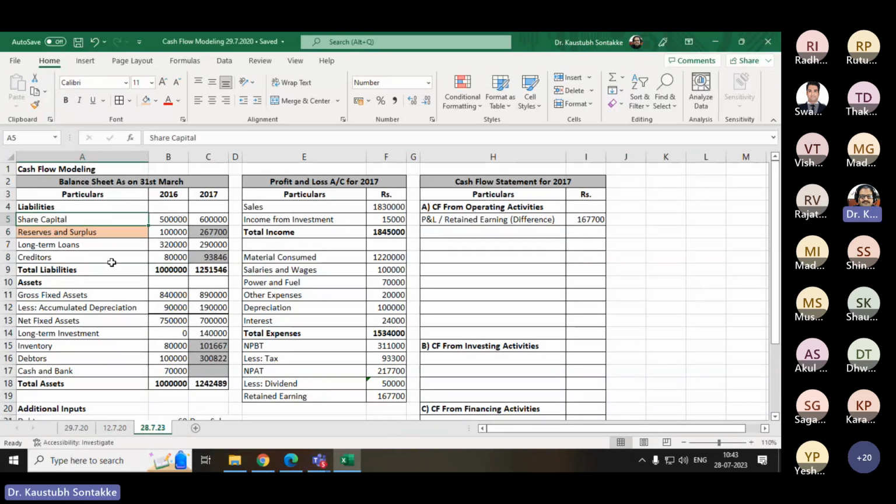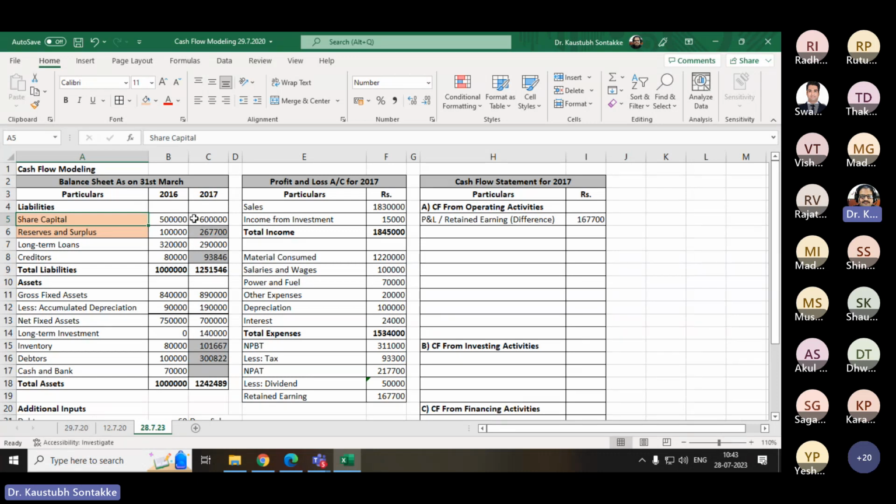Now, as I take each item from the balance sheet and profit and loss account one by one, I will color code it and take it into the cash flow statement. Okay, so let's start with share capital. I color code it. We are dealing with the share capital now. 5 lakh becomes 6 lakhs.